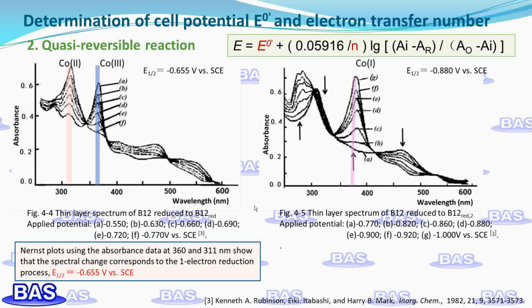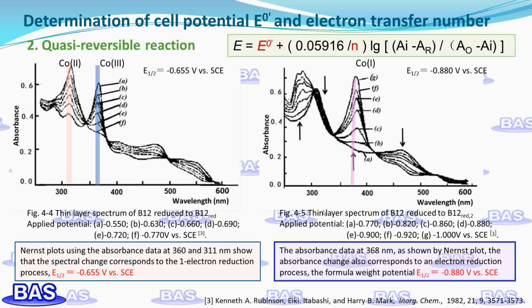The second spectral change occurs in the potential range of -0.77 to -0.95 volts. For example, as shown in figure 4-5, the starting spectrum at -0.770 volts is that of B12, divalent cobalt, which gradually steps towards the negative potential to produce a spectrum of B12, monovalent cobalt, at -1.000 volts. The absorbance data at 368 nanometers were plotted by Nernst to show that this change in absorbance also corresponds to a 1-electron reduction process with a half-wave potential equal to -0.880 volts.